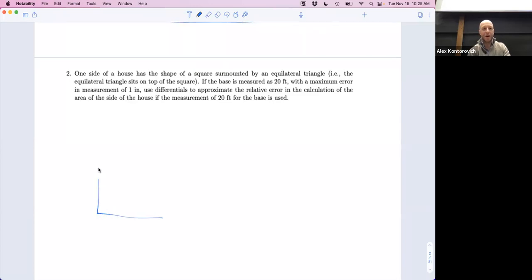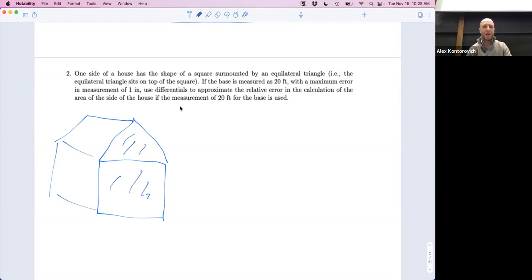Okay, wait a second. A square surmounted, i.e. the equilateral triangle sits on top of the square. Okay, that's what I would think. One side of the house has this shape. All right, I can imagine that, right? Whatever. Not a colonial. So one side of this is all I care about, right? This is the rest of the house, but this is all I care about. This is the side of the house.